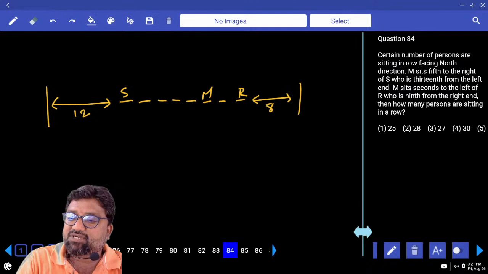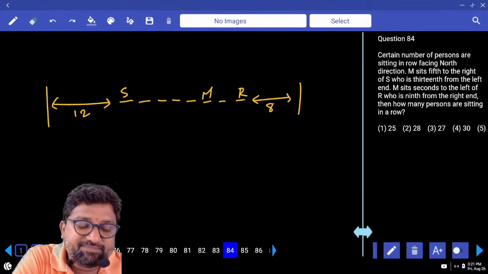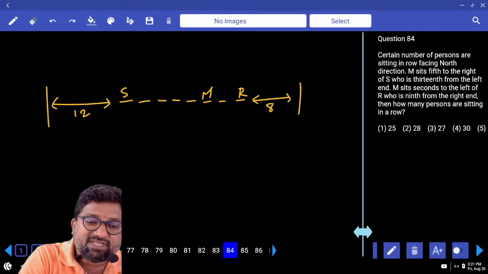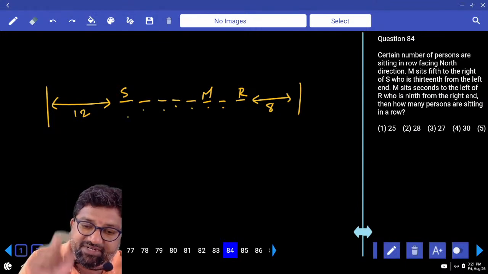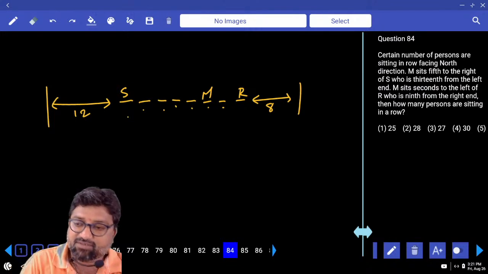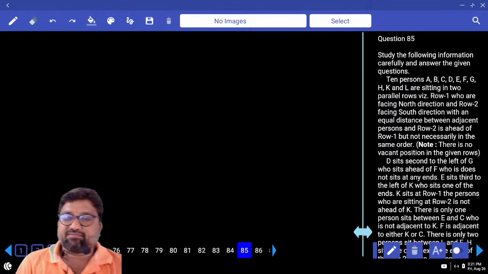Now maybe the question is on total how many number of people are sitting here. How many? 12 plus 8, 20, 21, 22, 23, 24, 25, 26, 27, 28. Option number 2. Let's go for 85.